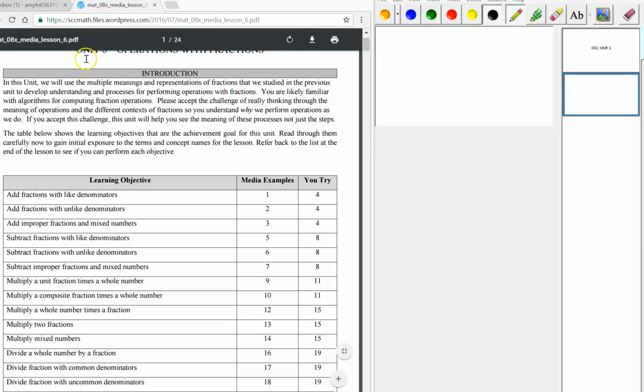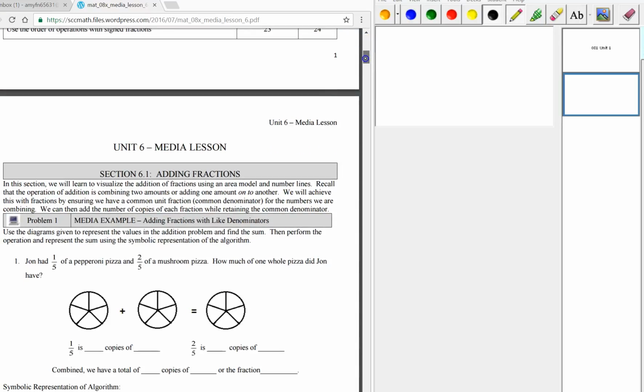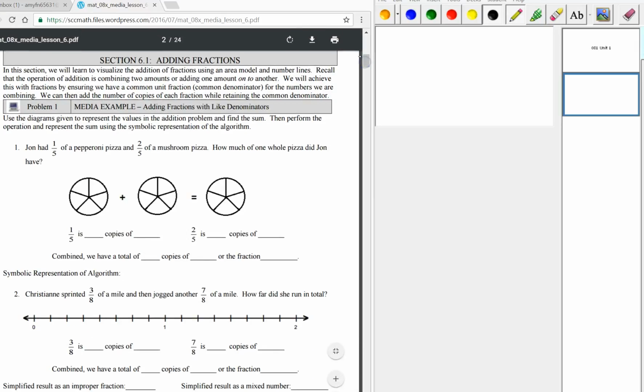Hi teachers, Unit 6 is on operations with fractions. So we start with adding, subtracting, multiplying, and dividing, and we also do some order of operations with signed fractions at the end. So let's start with adding and subtracting.